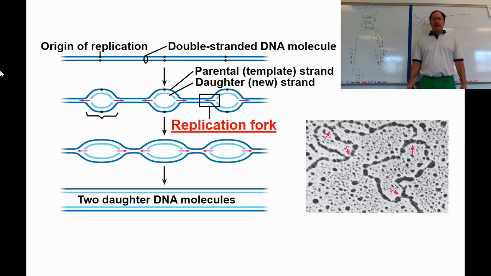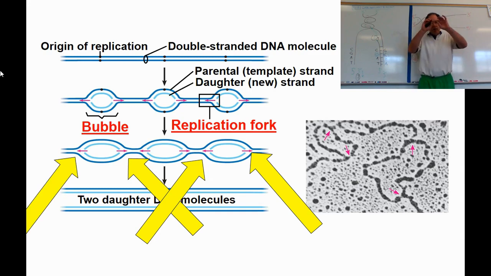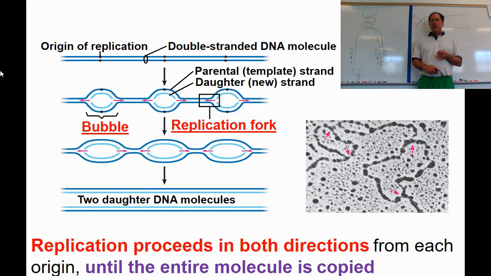So you can see it here. This is also a picture in the book. There would be the replication fork, or the origin of replication. We call this maybe a bubble. And you can see how they're getting bigger here, and eventually they're just going to run into one another. So that's how it happens so quickly in every one of our cells. It says the replication proceeds in both directions from each origin until the entire molecule is copied. It's pretty cool.